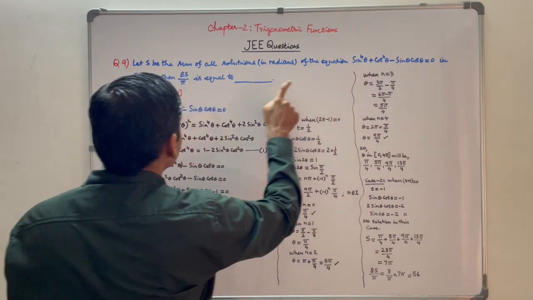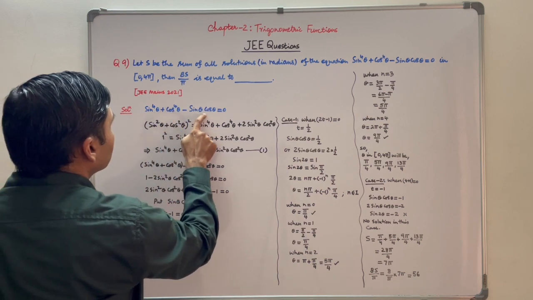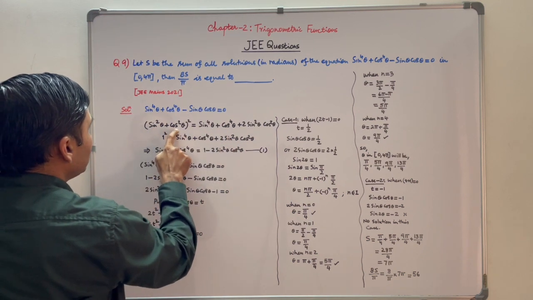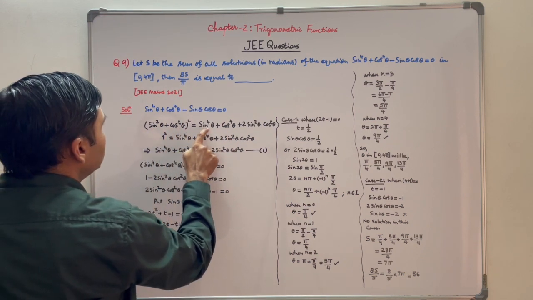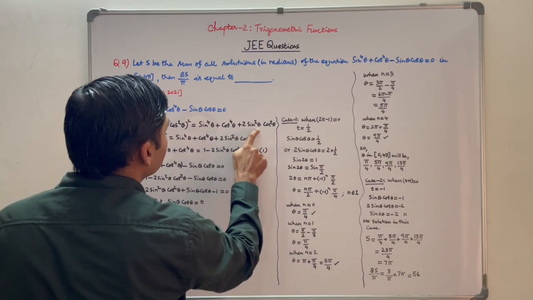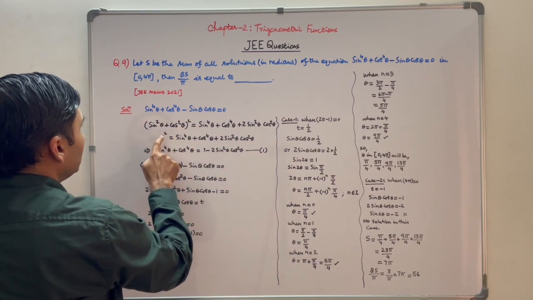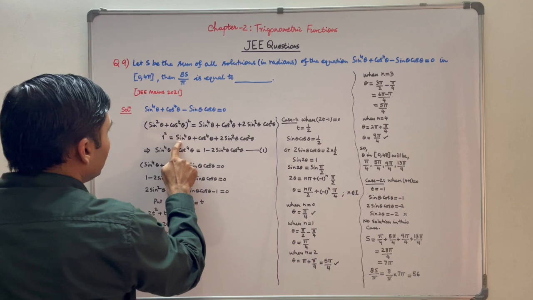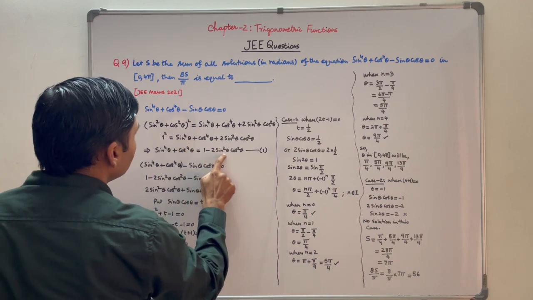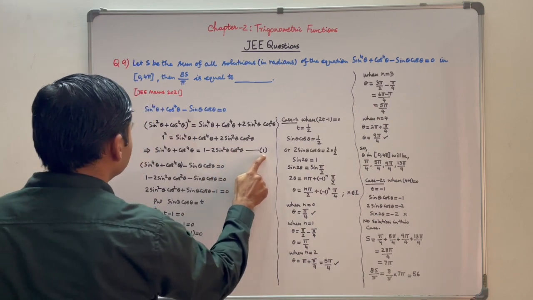The given equation is sin to power 4 theta plus cos to power 4 theta minus sin theta cos theta is equal to 0. Sin square theta plus cos square theta whole square is equal to sin to power 4 theta plus cos to power 4 theta plus 2 sin square theta cos square theta. Sin square theta plus cos square theta is equal to 1. So sin to power 4 theta plus cos to power 4 theta is equal to 1 minus 2 sin square theta cos square theta. This is first equation.